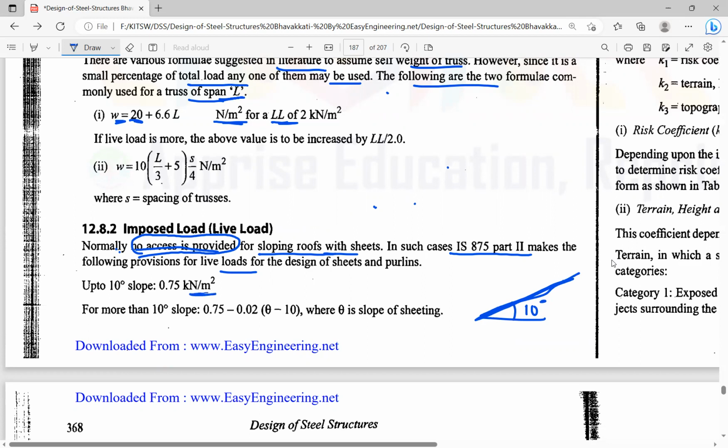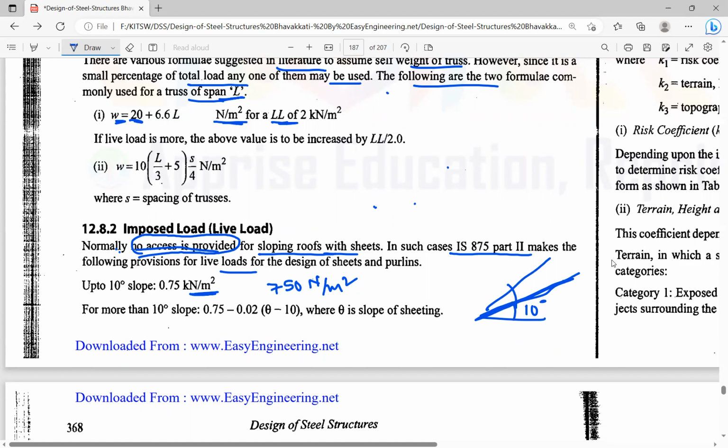0.75 kilonewton per meter square is considered. 0.75 kilonewton means 750 Newton per meter square. That is a live load, up to 10 degree slope. For more than 10 degree slope, when the slope is more than 10 degrees, then the live load is going to reduce.